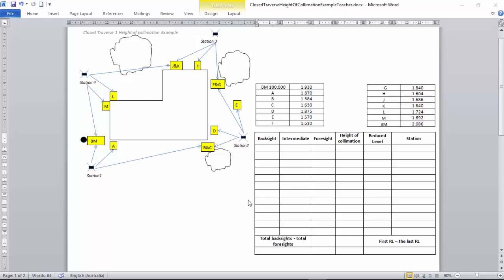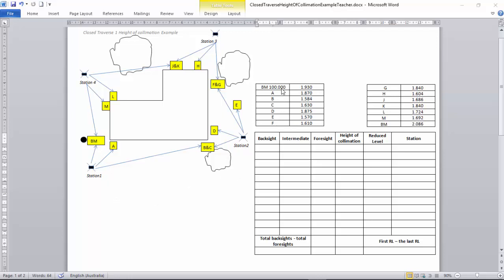Hi everyone, we're just going to look at a closed traverse. We're going to use a height of collimation booking sheet. Now a closed traverse simply means you start off, your first reading is to a benchmark. We've moved around, we've got a station 2, station 3 and our last station, station 4, our last reading goes back to the benchmark as well.